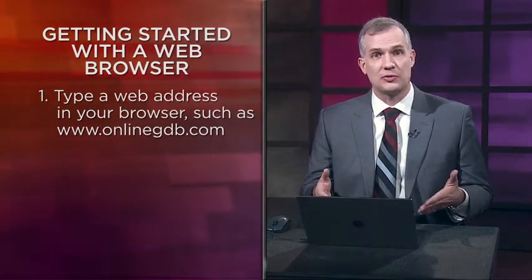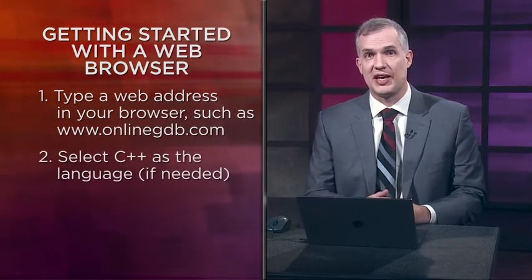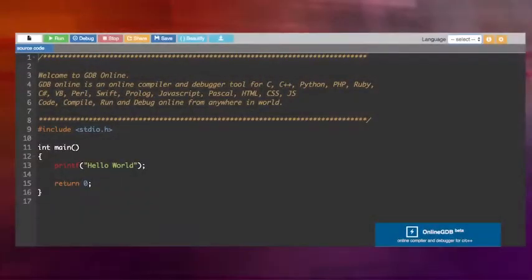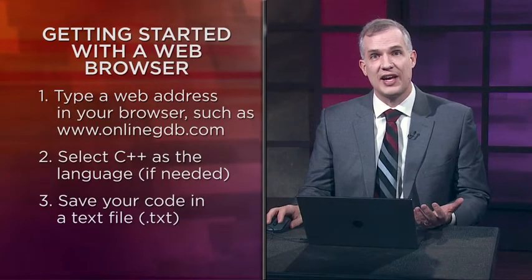The steps are simple. Type a web address in your browser. Then select C++ as the language. Some online websites handle other languages, and sometimes a different language is selected by default. You may need to select C++ from a drop-down box or open a new tab for a C++ program. Then, save your code in a text file.